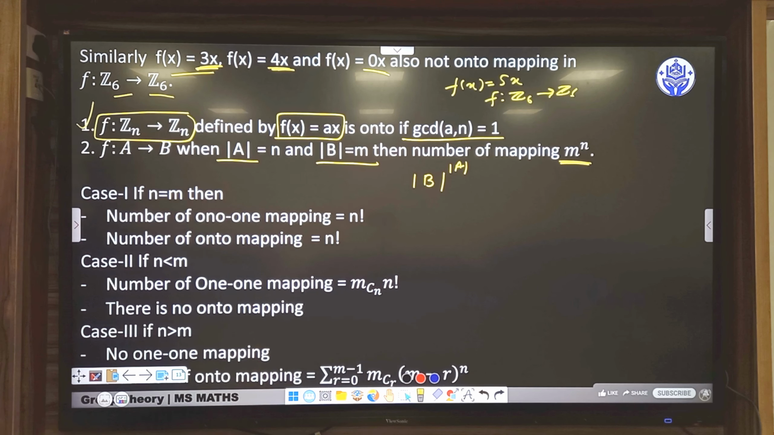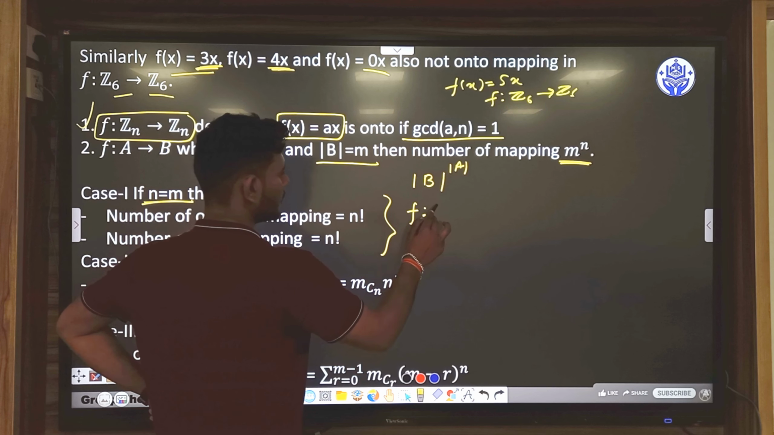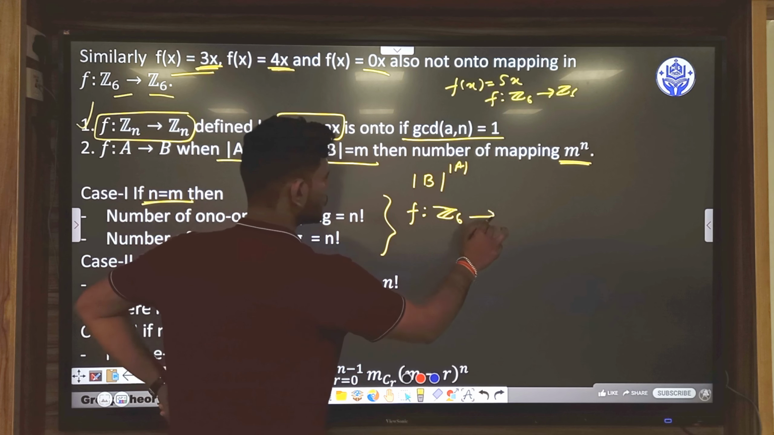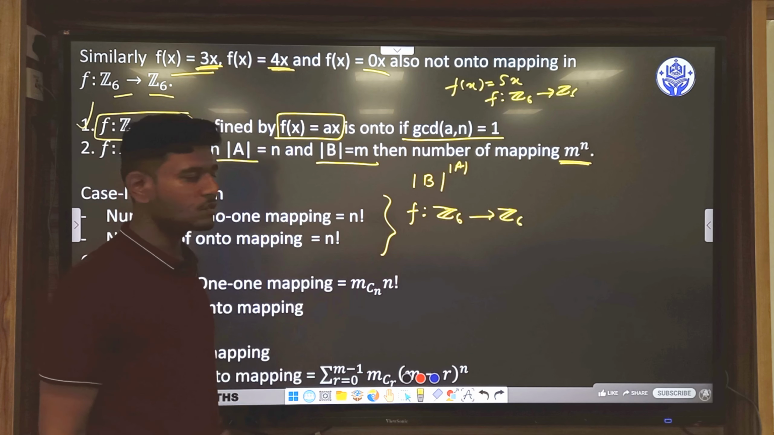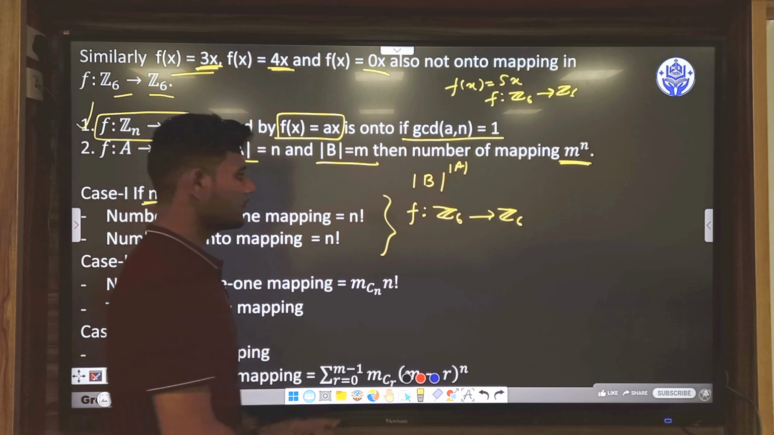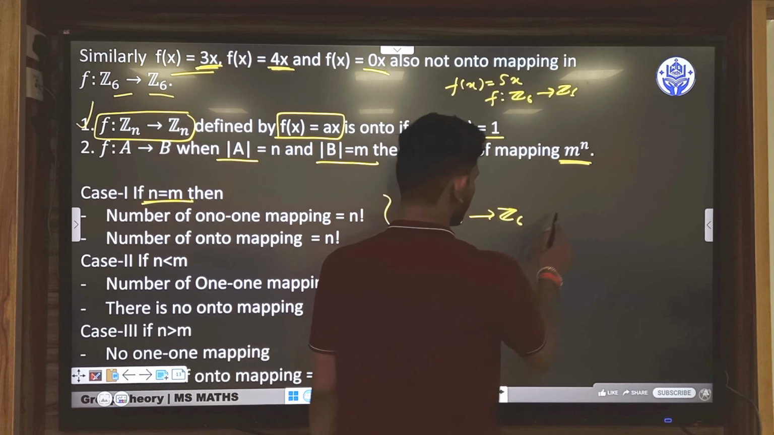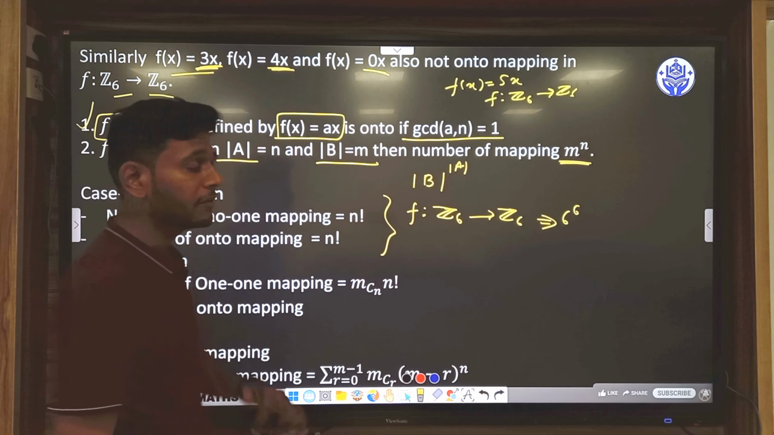Let's say if n is equal to m, then we'll find the number of 1-1 and onto mappings. If m is equal to n, we can take one example, f from Z6 to Z6. What is the cardinality of Z6? That is 6. So first of all, how many mappings are there? It is 6 power 6 mappings. And now how many 1-1 mappings are there?